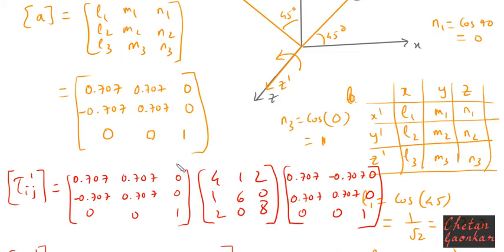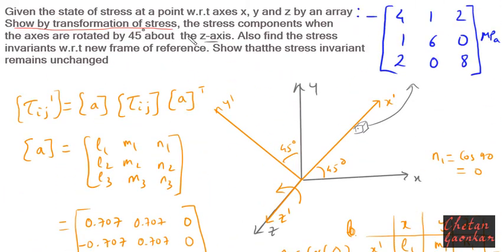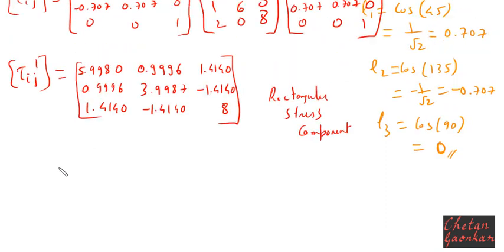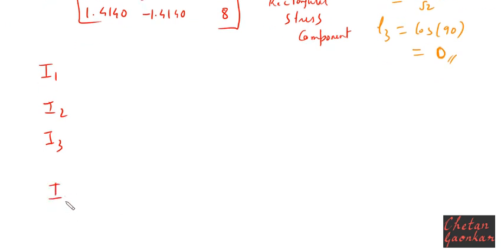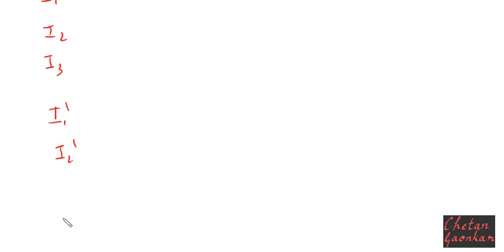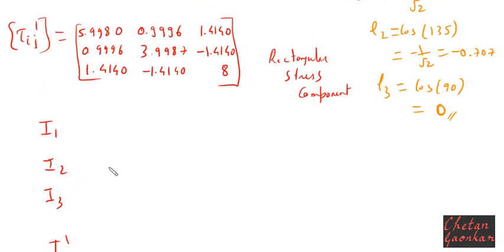All right, I have found the stresses when the axis is rotated 45 degrees about the z axis, but I also need to find the stress invariants with respect to the new frame of reference and show that the stress invariants remain unchanged. So basically what he is asking us to do is calculate I1, I2, I3, then calculate I1 dash, I2 dash, I3 dash, and prove that I1 is equal to I1 dash and so on.